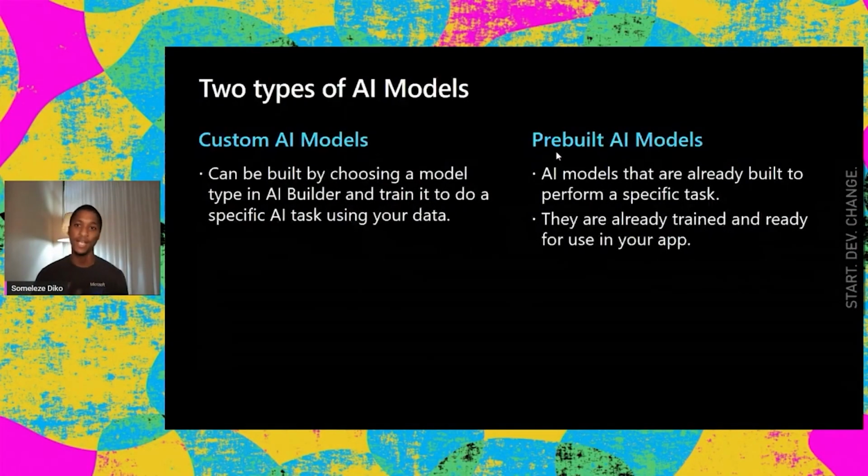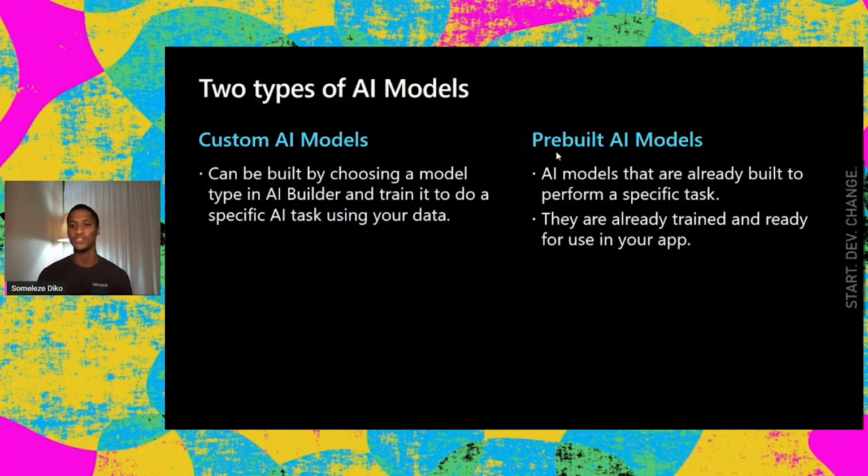We have two different types of AI models in AI Builder: the custom models and the pre-built AI models. Take the custom AI models as when you get a new puppy, you have to train that puppy or dog to know how to bark whenever there's something wrong in the house, whenever there are burglars in the house. You have to train it. That's how custom AI models work. You have to build your model and train it so that it can perform your AI-specific task using your own data.